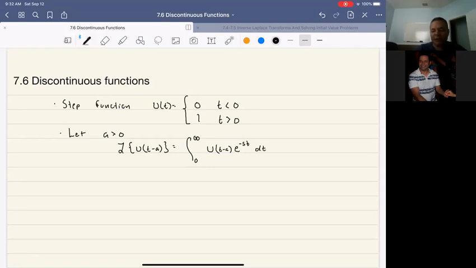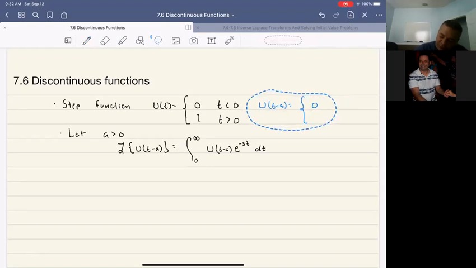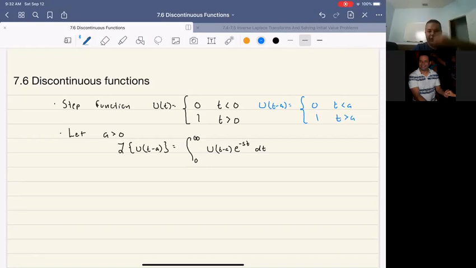All right, and now since what's going on here is u of t minus a, that equals 0 if t is less than a, and 1 if t is bigger than a. All right, so we're going to rewrite this integral as the integral from a to infinity of e to the negative st.